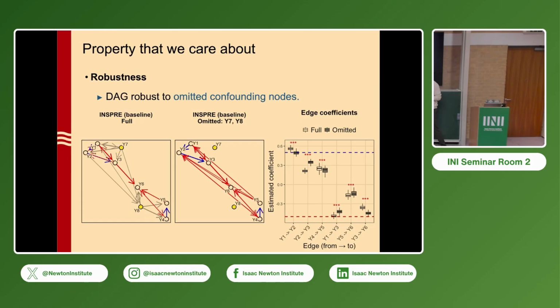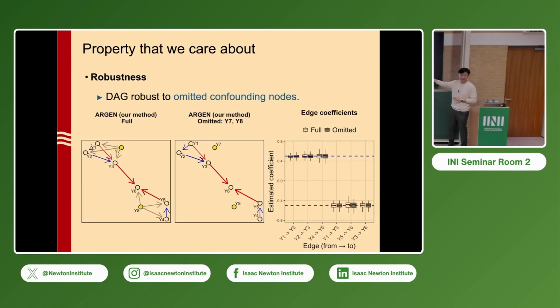The one on the left is the DAG learned from the full nodes, and the one on the right is the DAG learned from the case where we omitted these yellow nodes. You can see that the two DAGs are pretty different just by omitting Y7 and Y8 from the analysis. You can even see that the edge-specific coefficients change dramatically just by removing these two genes, or two nodes, from the analysis. This is the thing that we don't want.